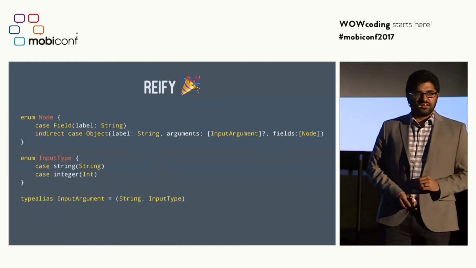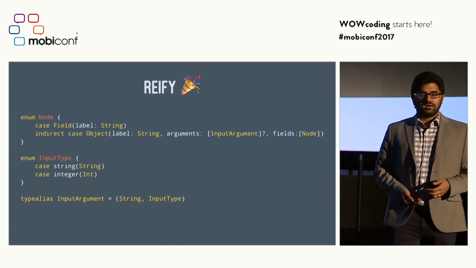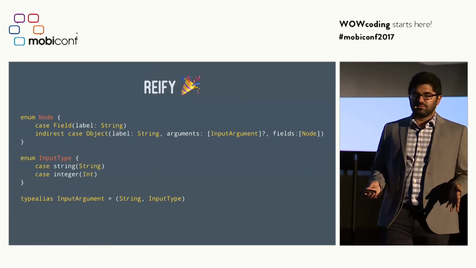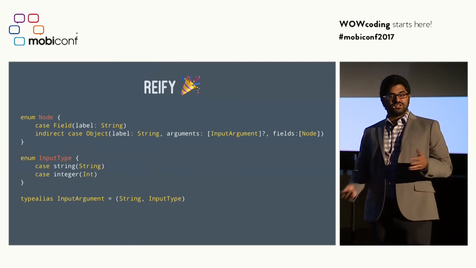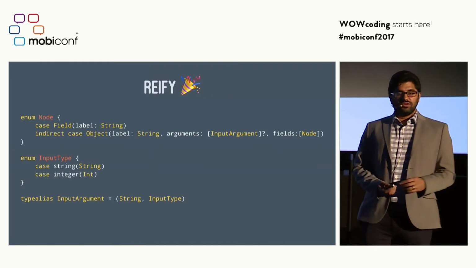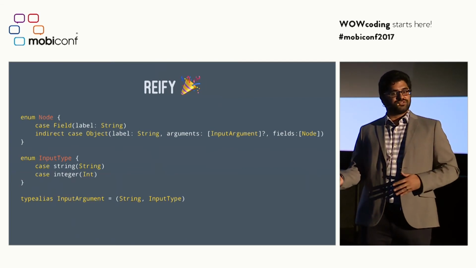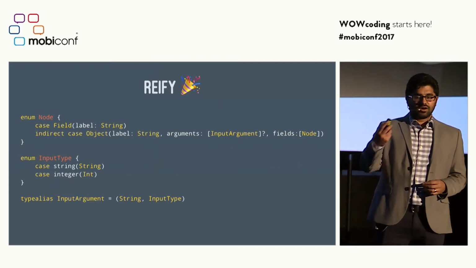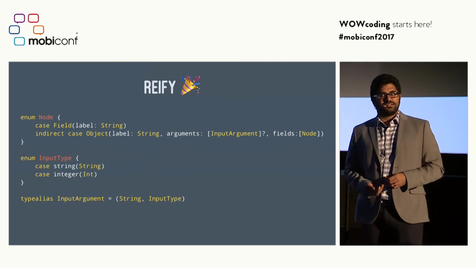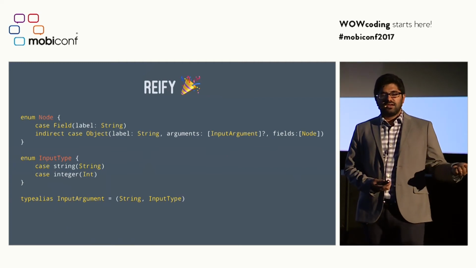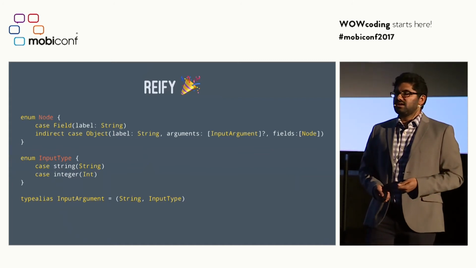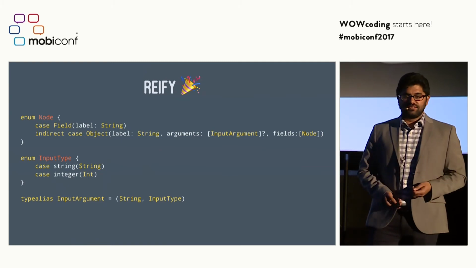In this case, a node can be either a field with a label, or it can be an object with a label and an optional list of arguments, and then a list of fields within it. And those fields are of type Node. So it's the recursive case. Within an object, you can query any combination of other objects or fields. And the argument type is a tuple of string and input type, which basically says what is the name of the argument and what is the type of it, so that we capture the encoding information in our DSL itself.